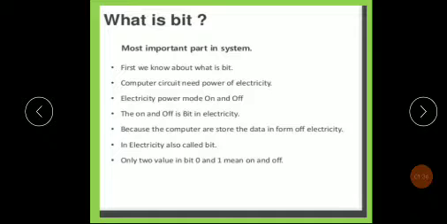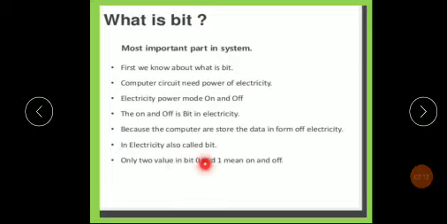What is a bit? This is the most important part of the system. First we will learn what a bit is. A computer's circuits need electric power, which has two modes, on and off. The on and off state in electricity is a bit. Because the computer stores data in the form of electricity, and a bit has only two values, 0 and 1, meaning off and on.